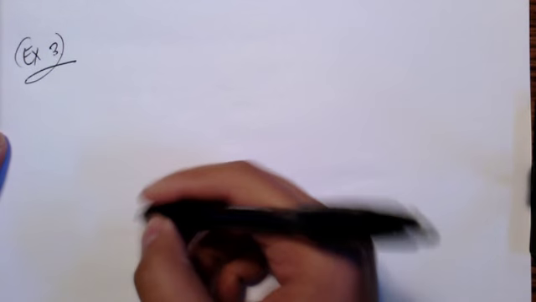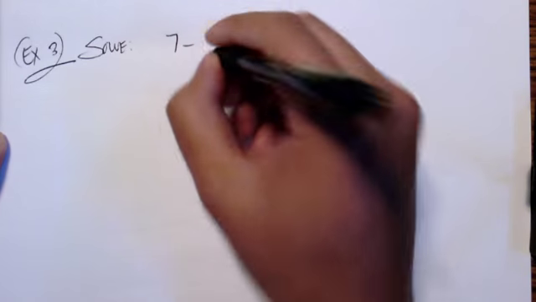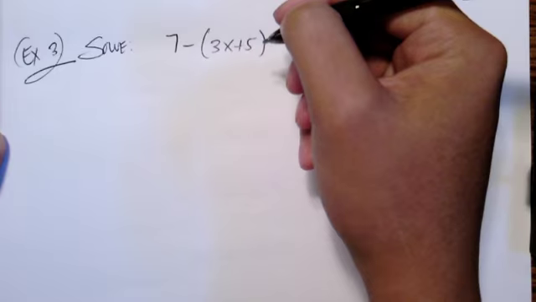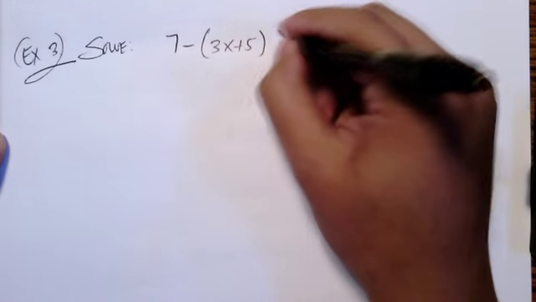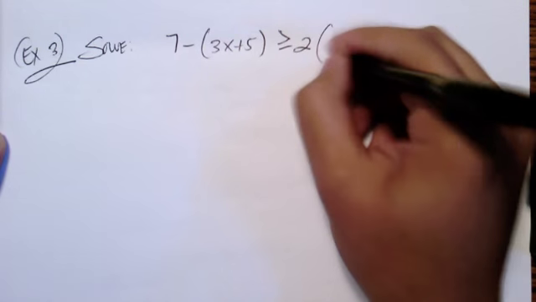We'll solve 7 subtract 3x plus 5 greater than or equal to 2x minus 4 minus 5x.